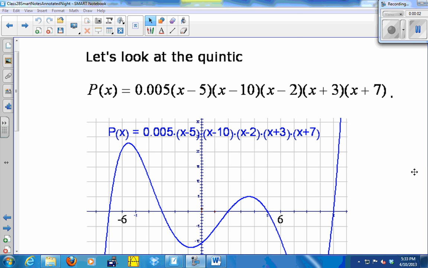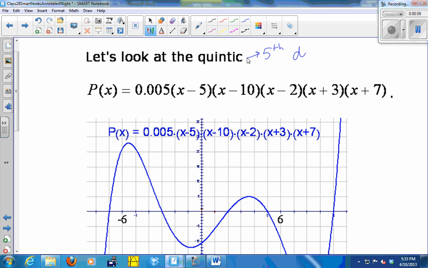All right, so this is a quintic. That is a 5th degree polynomial. Now, I didn't write it out in the standard form I gave you of a polynomial, which a 5th degree polynomial I would write as ax to the 5th plus bx to the 4th plus cx cubed plus dx squared plus ex plus f, right? So I didn't write it like that.